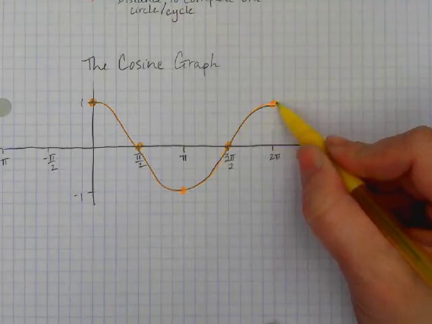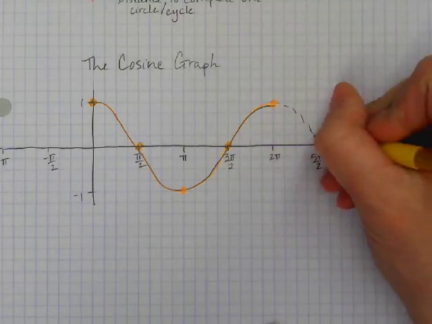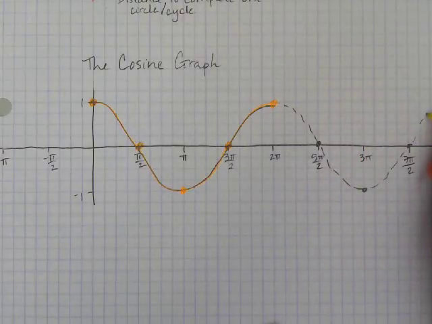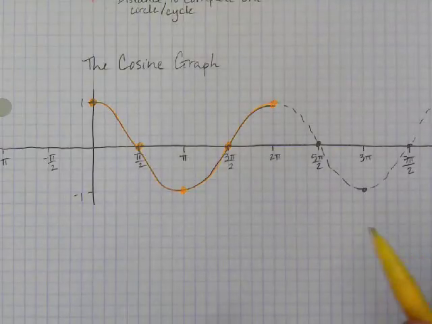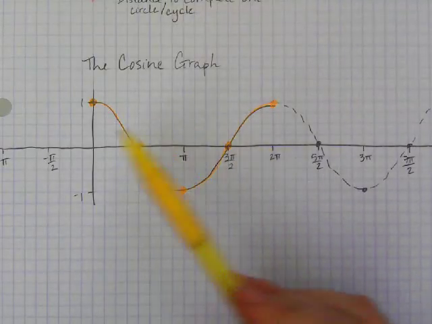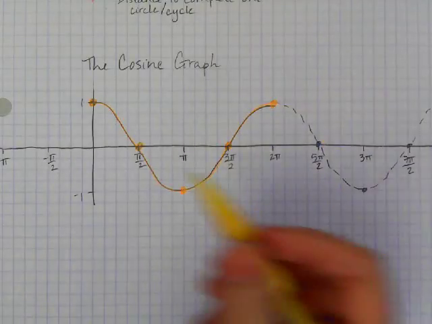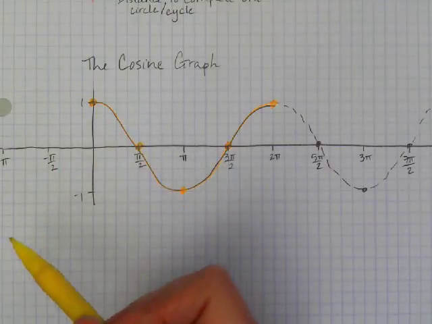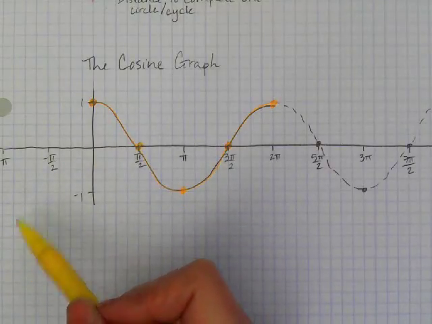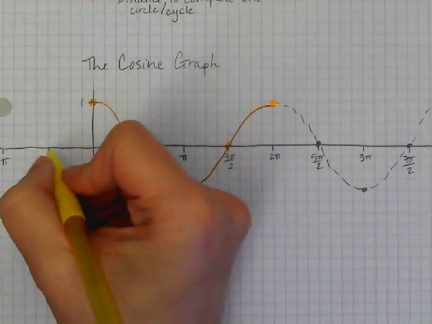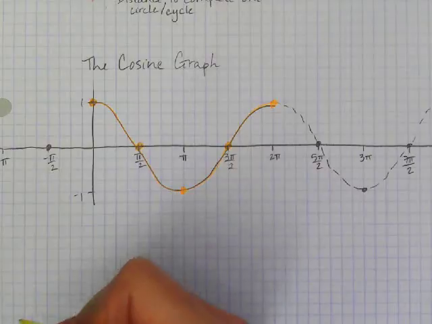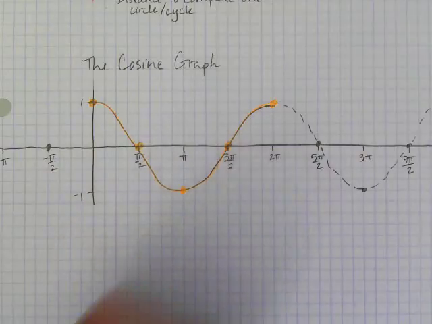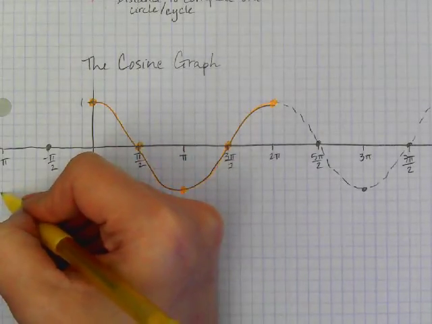So, once again, the length of this period is 2 pi, because that's how long it takes to finish one full cycle. My midline is still going to be at y equals 0. It's still going to be just straight across here. That's not terribly important right now. It will be more important later. And my amplitude on this one as well is still 1. So that is the sine and the cosine graph.